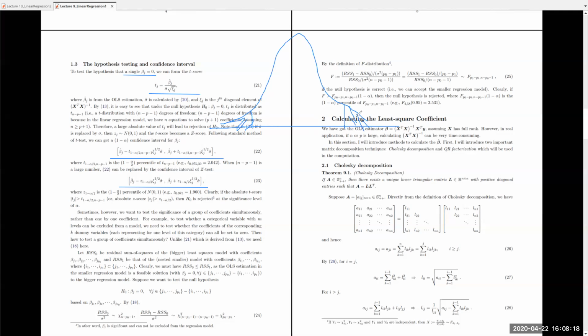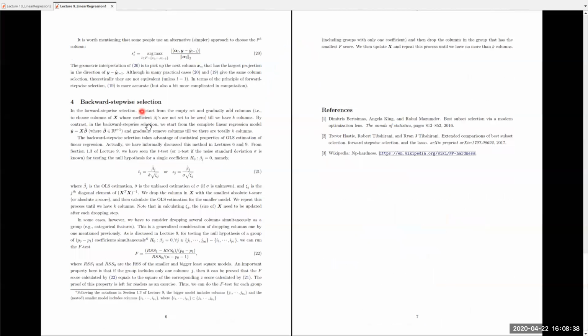So an absolute value of the t-score or z-score which is large is going to tend to reject. In other words, if it's relatively small, then we're not going to reject it, and it's really not significant, right? Okay, so because of this statistical property, indeed, we have the backward selection.